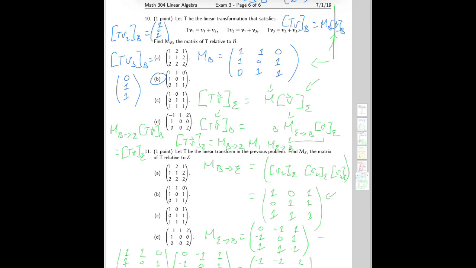And now I'm going to multiply that by the change of basis matrix from B coordinates to E coordinates. So that's going to be 1, 0, 1, 0, 1, 1, 1, 1, 1 times minus 1, 1, 0, minus 1, 0, 1, 2, 0, 0. Okay, what does that give me? Minus 1, then the next row is going to be 1, and then 0. Then it's going to be minus 1 plus 1, which is 0, then 1, then 0. Then that's going to be a 2, then a 0, and then a 2.